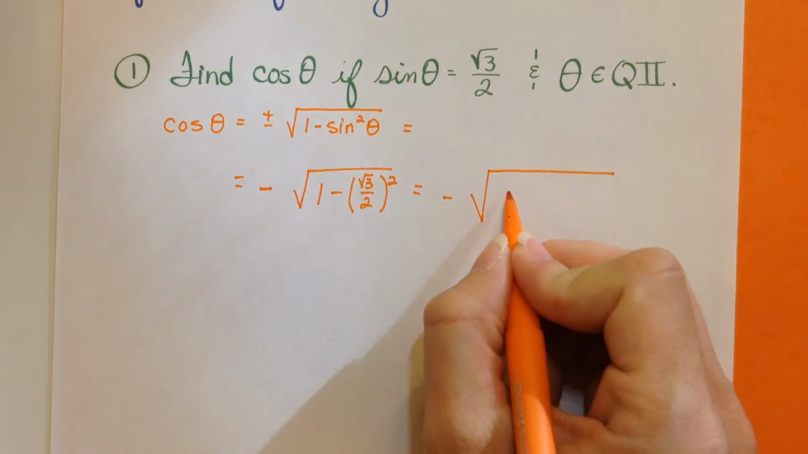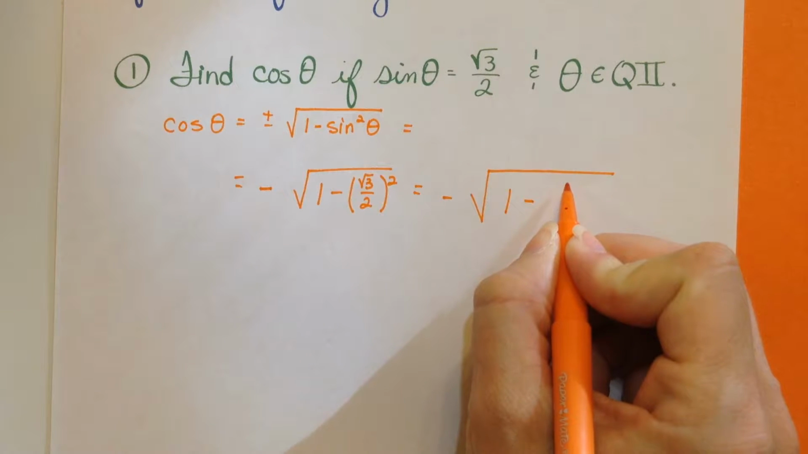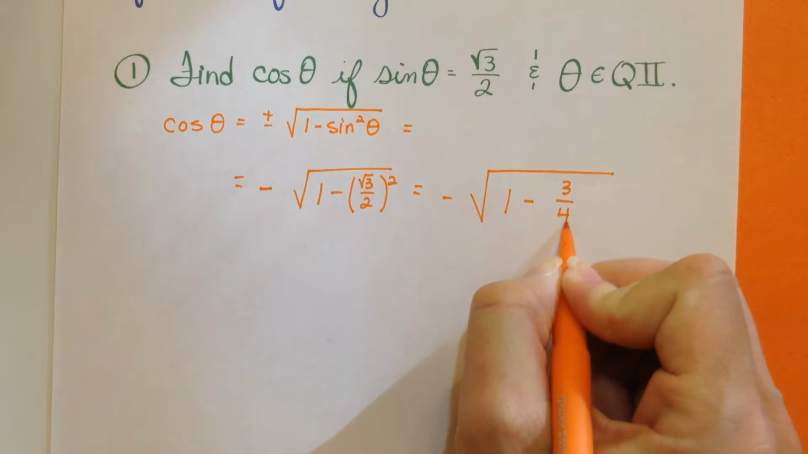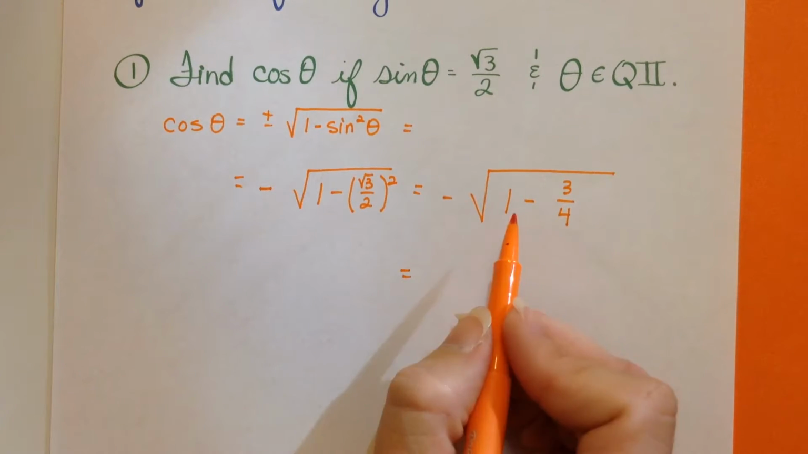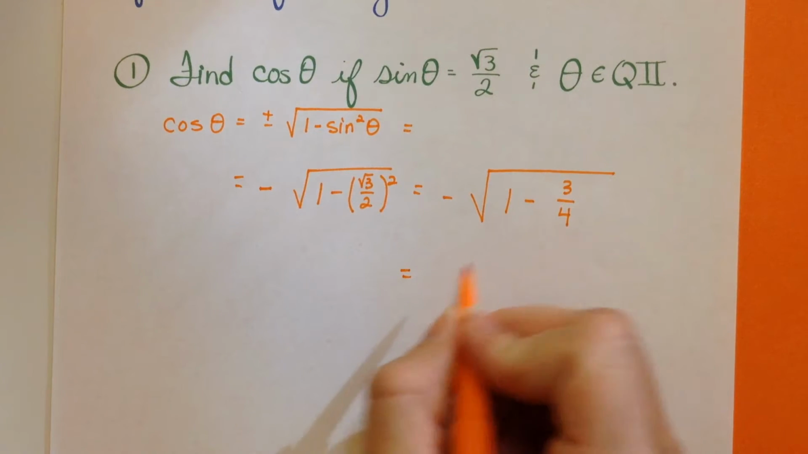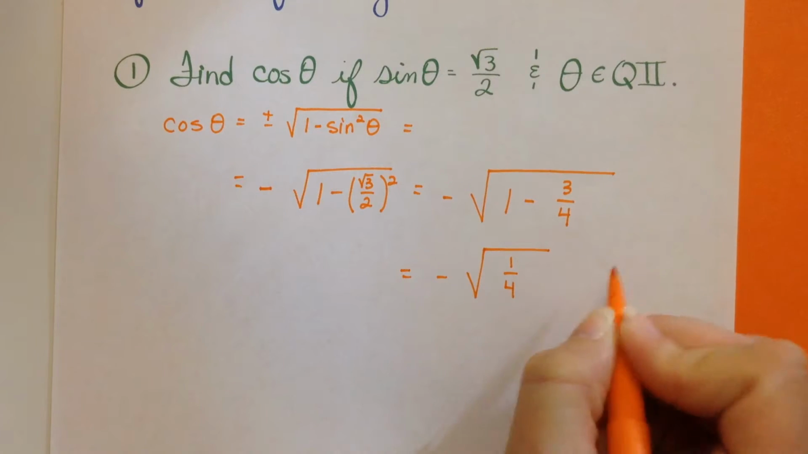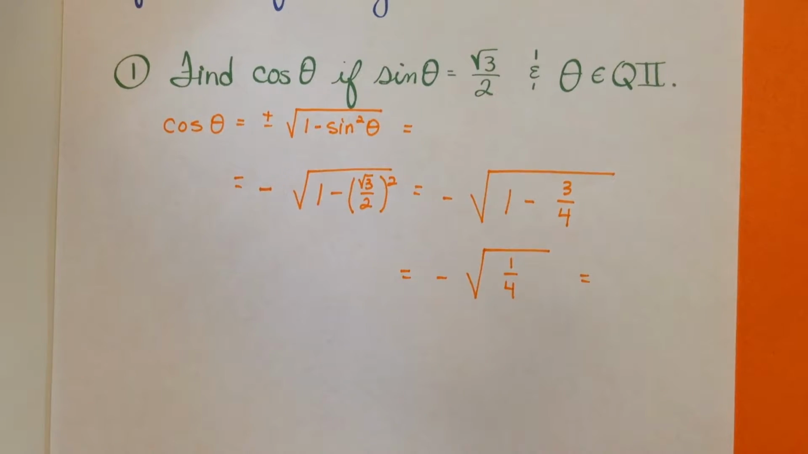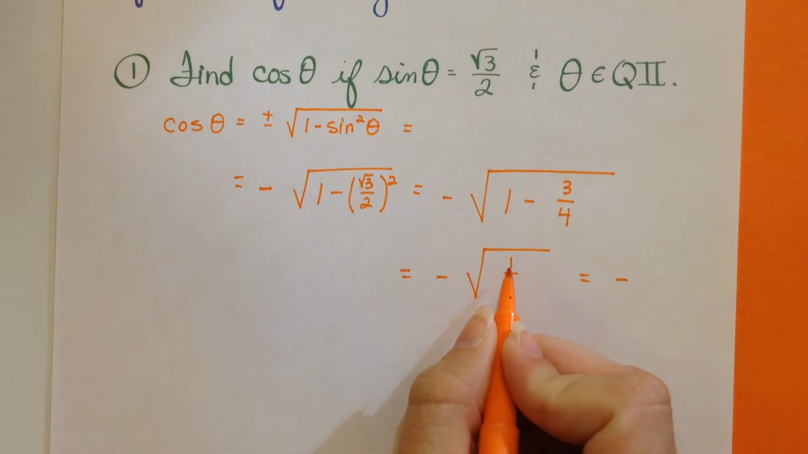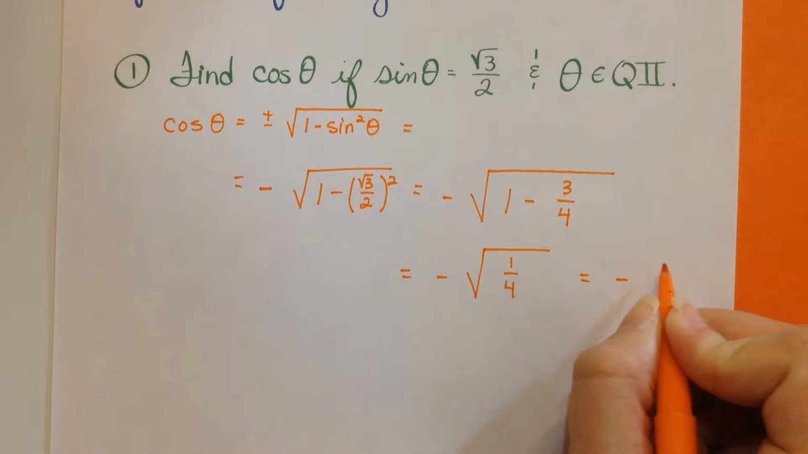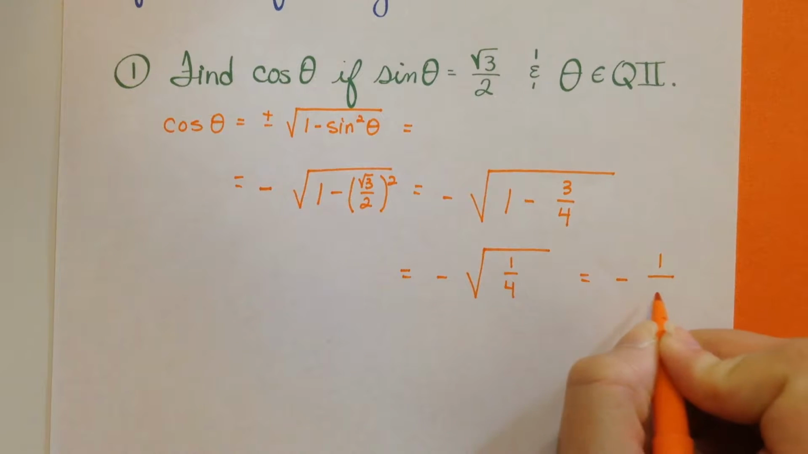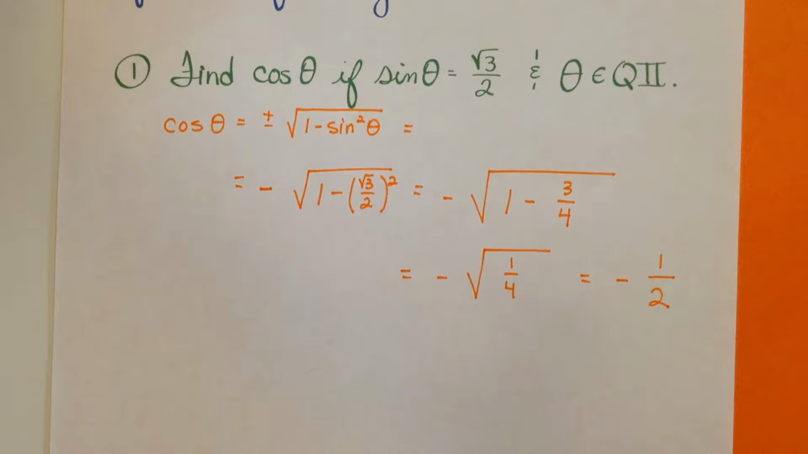Now let's take care of squaring our fraction here. That's going to give us 3 over 4. So now we need to do the 1 minus 3/4, of course, which will give us 1/4. Now 1 and 4 are both perfect squares, so you can take the square root of numerator and denominator. So square root of 1 is 1, square root of 4 is 2. So your value for cosine is negative 1/2.